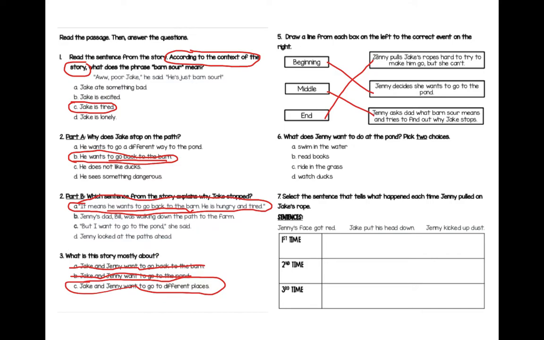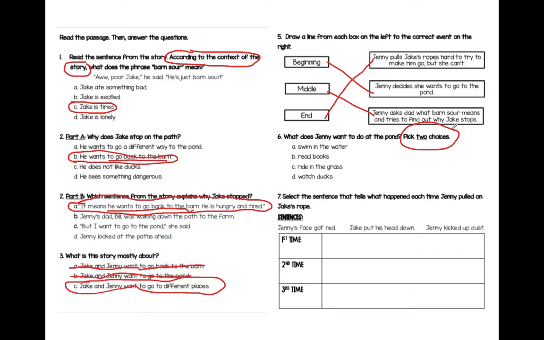Okay, let's look at number six. What does Jenny want to do at the pond? Pick two choices. Now, in this question, I'm going to circle that I'm going to pick two choices because that's going to be important for me. I want to remember that there are two correct answers, and I want to make sure that I pick two choices so that the question doesn't mark one of them wrong. I want to pick two choices so that I don't miss one.